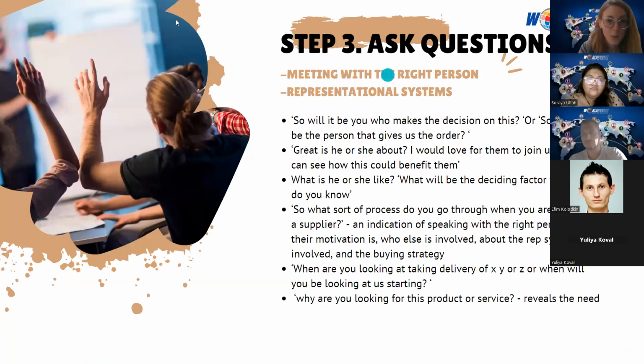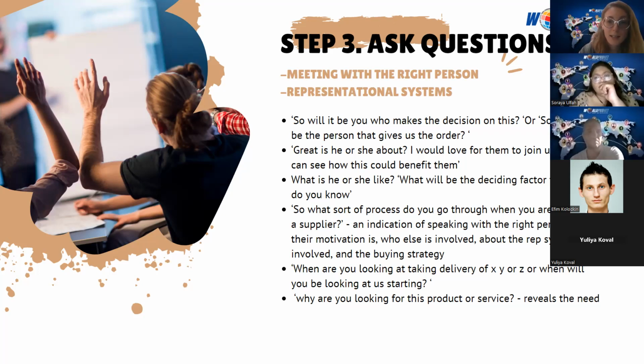Okay, so after we established rapport, we might go to asking questions in order to understand their representational systems, and we need to answer two of these important questions. If we are having a meeting with the right person who will be a decision maker about our offer or not, and their representational systems. And here I stated some questions that you might want to use in order to understand these two important points, right? And even if you are not meeting with the right person that will make a decision right now, you can ask the person that you're meeting with about the right person, and get some understanding of their representational systems, right?